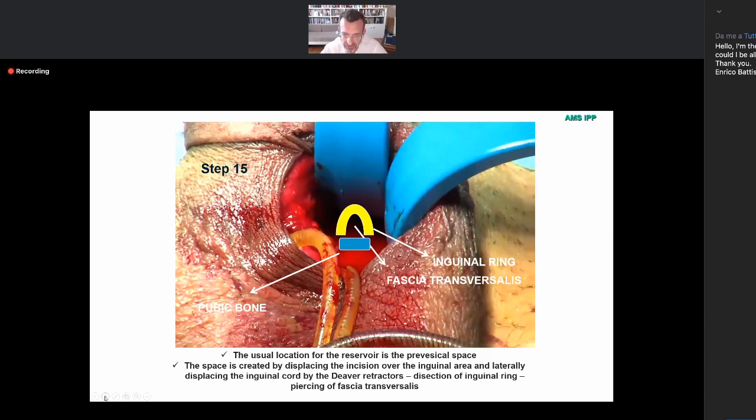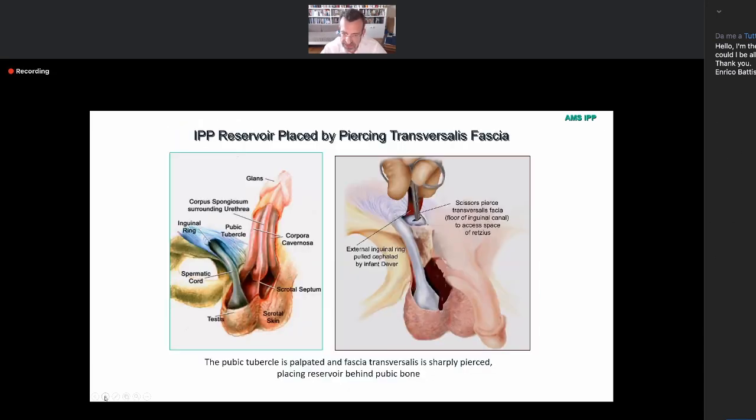You have two ways of placing the reservoir. The first way, this is the way you are going to do it. These are the limits. Here, the system is very, very important. The system must show you the upper part of the bone and the inguinal ring, and he does it retracting laterally the inguinal cord with the Deaver retractor, and you put the tip of your finger over the pubic bone inside of the inguinal ring.